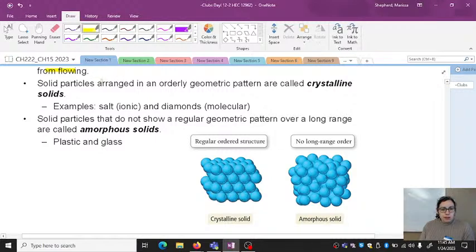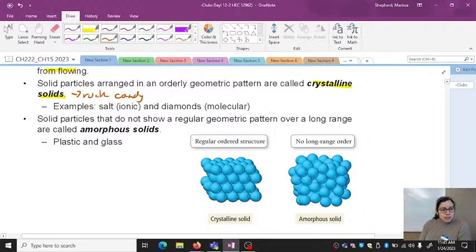Solid particles can be arranged in an orderly geometric pattern, and that would be called a crystalline solid. You can grow nice table salt. You could even take salt or sugar at home, dissolve it, make a supersaturated solution, and make rock candy. That would be an example of a crystalline solid that you could make at your house.